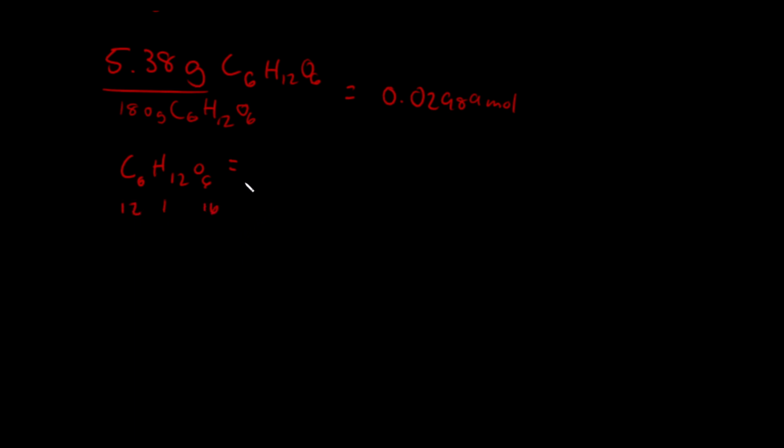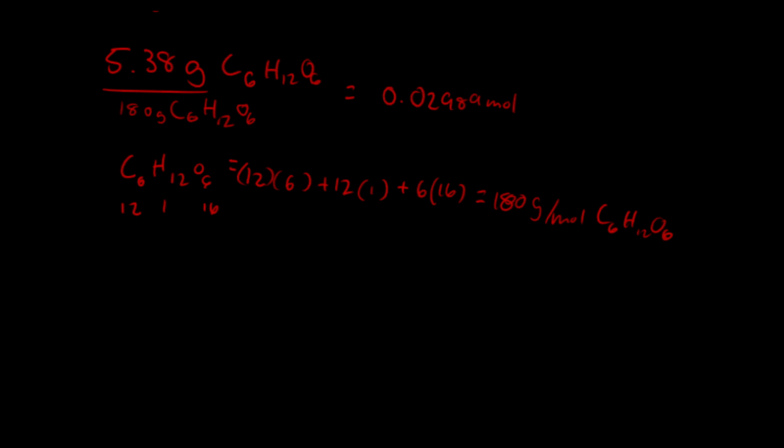I'm just not going to bother using all of the decimals. Well, there's 6 carbon atoms, so you multiply by 12, plus 12 hydrogen atoms, multiply it by 1, plus 6 oxygen atoms, you multiply it by 16, and you get 180 grams per mole for C6H12O6. So I think those should make sense to you. It's not really something you memorize.